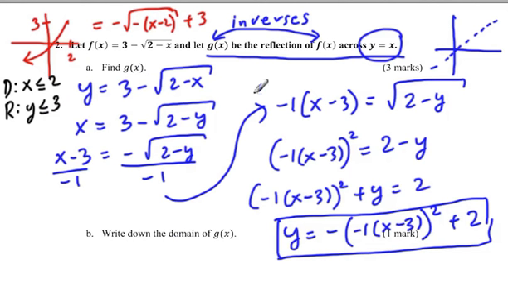We know that g of x is the inverse. So what does that mean? That tells you that the range of the original function is the domain of the inverse. So what's the answer to this one? If the range of the original function is y is less than or equal to 3, the domain must be x is less than or equal to 3. So that's the solution right there.